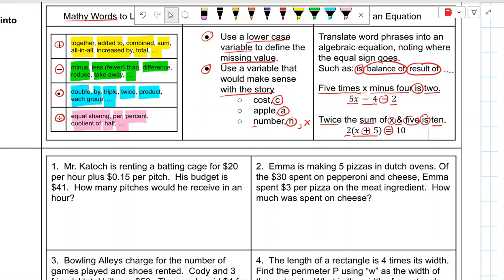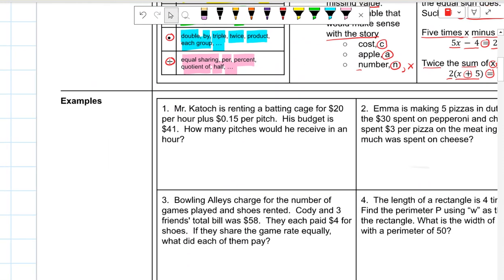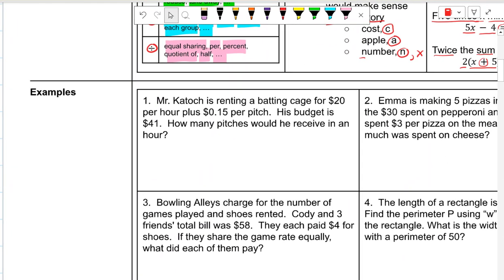Let's take what we learned and apply it to these examples. First example, Mr. Katosh is renting a batting cage for $20 per hour, plus 15 cents per pitch. His budget is $41. How many pitches would he receive in an hour? So let's take a look at what his budget is. His budget is, and that's indicating what it's going to equal. So let's put 41 down here is equal to something.